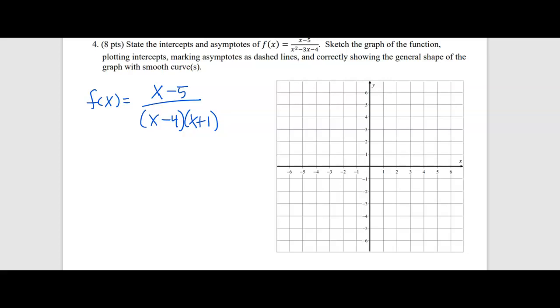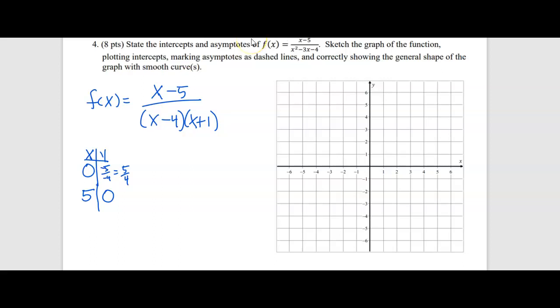Okay, so intercepts. If we plug in 0 for x, I think the original form is easiest to do. 0 for x, we just get negative 5 over negative 4. So 5/4. And then if I let x equal 5 in the numerator of this function, I can get 0 over non-zero, that's 0. So here we have the y-intercept and the x-intercept.